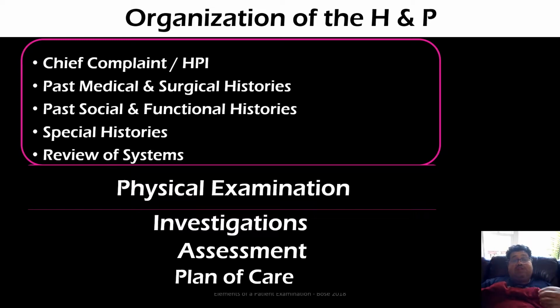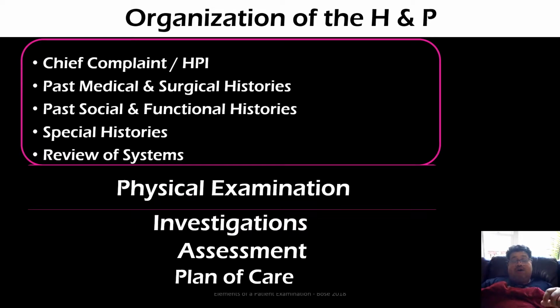Now, how did the situation evolve? That is history of present illness, or HPI. As far as whatever is relevant to the chief complaint, that is what HPI suggests. Then we go into past histories. So there are several elements of past histories that we will review. There are special histories, and then there is a segment which is known as review of systems. So we will look at what those mean.